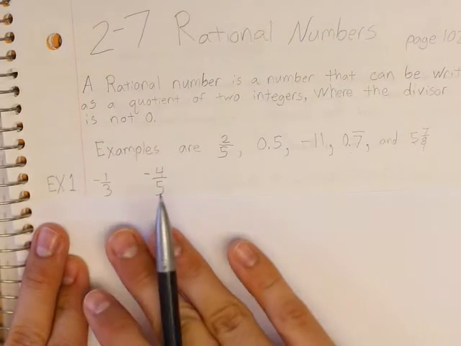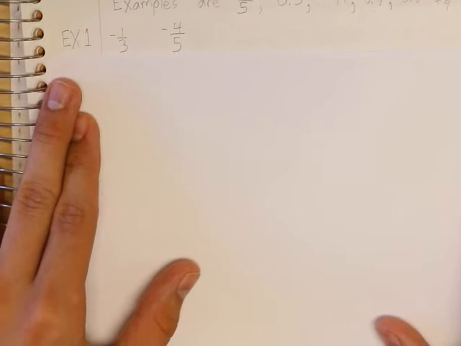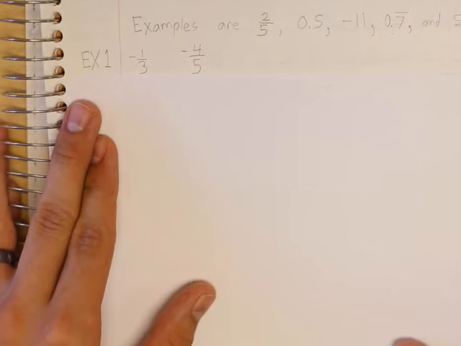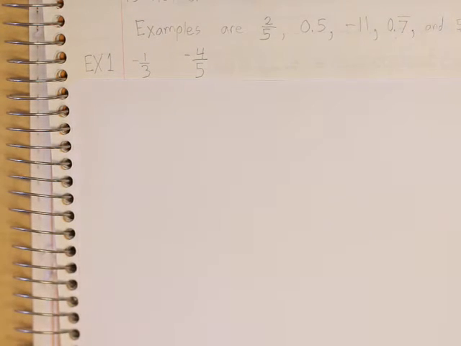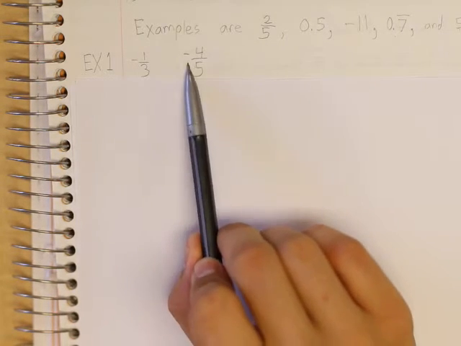So, we're given two fractions right here, okay? We're given two fractions, and in this section, we're going to compare these fractions. We're going to find out which one's greater than the other. Now, we've done stuff like this before. The only difference is you'll notice that these include negative fractions.